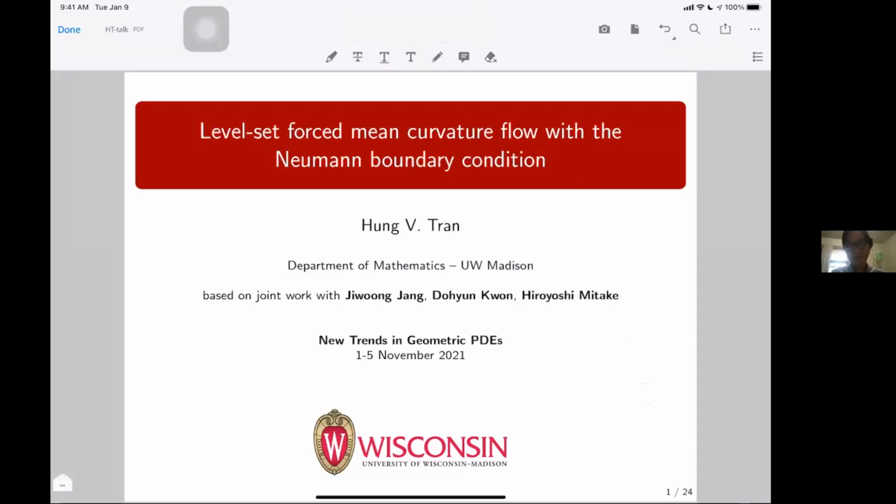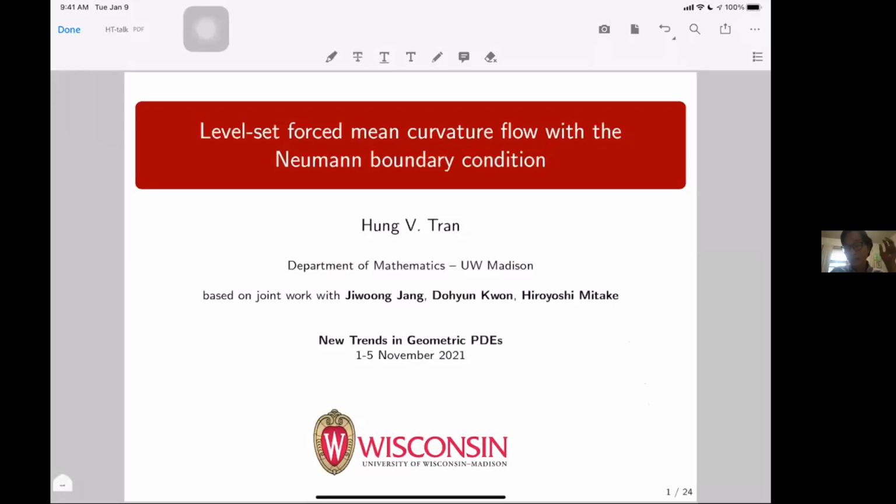Thank you. First of all, I would like to thank the organizers for having me virtually here, and of course, I would love to be there in person, but hopefully, like other speakers have said, it's going to happen soon. So I will talk about weak formulations of solutions for mean curvature flow with forcings together with Neumann boundary conditions.